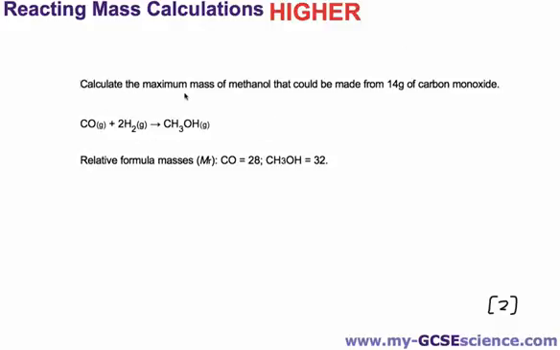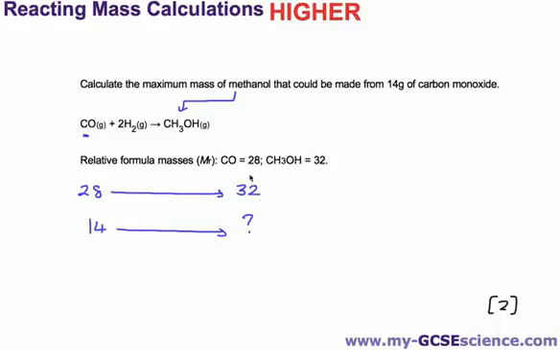It says calculate the maximum mass of methanol that could be made from 14 grams of carbon monoxide. So our methanol is here, our carbon monoxide is over here, and we want to know, from 14 grams of carbon monoxide, how many grams of methanol will that make? Well, the first step is to work with our relative formula masses. If we take our relative formula mass for carbon monoxide and methanol, we can see that on this side we've got 28, and that equates to a relative formula mass for the methanol of 32.